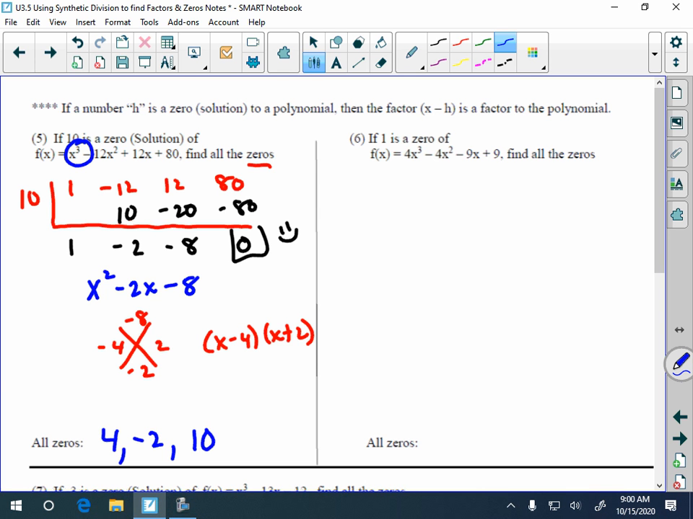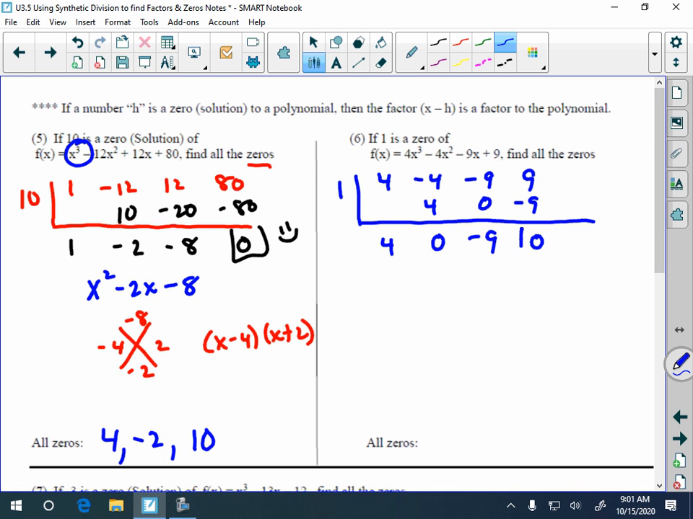All right, so number 6, 1 is a 0. Find all the other zeros, okay? So we're going to use positive 1. Our coefficients are 4, negative 4, negative 9, and positive 9. All right, bring the 4 down and multiply. Right, so we get a remainder 0, which is good. So our polynomial is going to be 4x squared. Now it would be plus 0x, but because it's 0x, we're not going to put it in. And then minus 9.